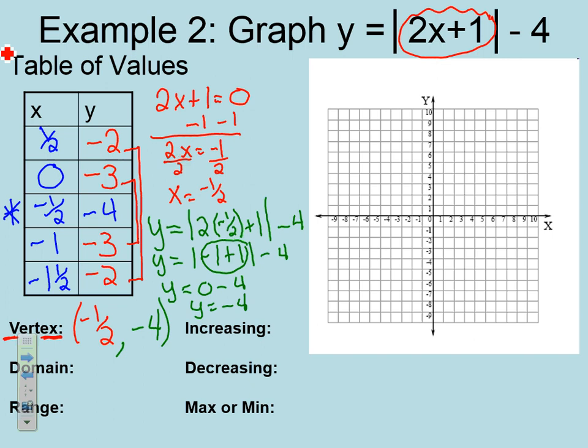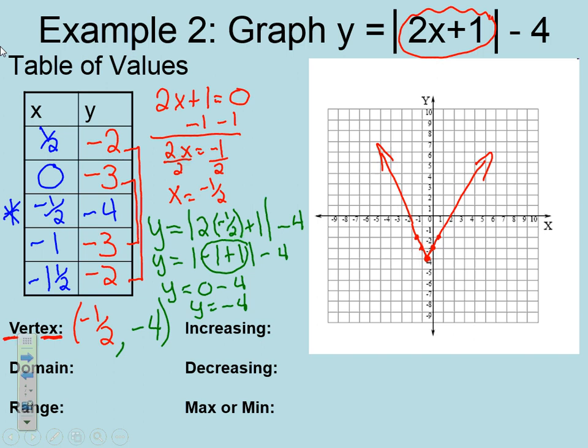Once we have our table filled out, we're going to come over here and graph it. So I go negative 1/2, negative 4 right there. Then I have 0, negative 3, negative 1, negative 3. I have a negative 1/2 and negative 2. And then negative 1/2, negative 2. So now my V looks like this. It's a little bit skinnier and it's moved down, but there's my V.